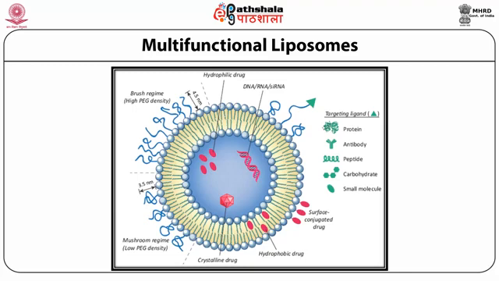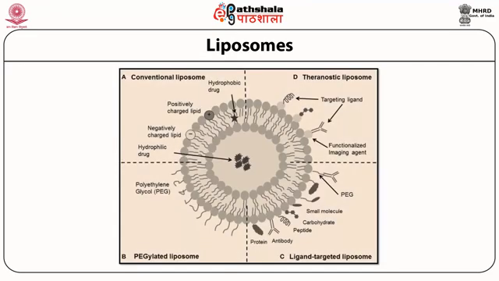Here you can see liposomes having a surface that could be conjugated with multiple functionalities to render different applications, including theranostic applications. Here again you can see a comparison of four different types of liposomes: conventional, theranostic, pegylated and ligand-targeted liposomes. Here we will focus only on the theranostic liposomes shown in the right hand corner.